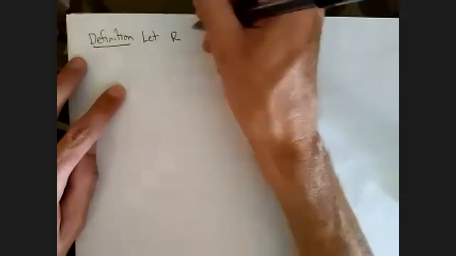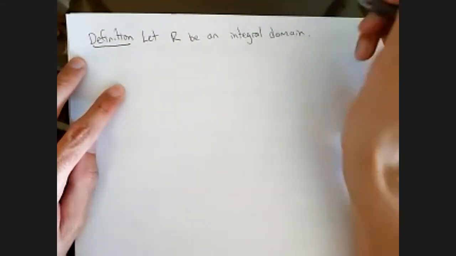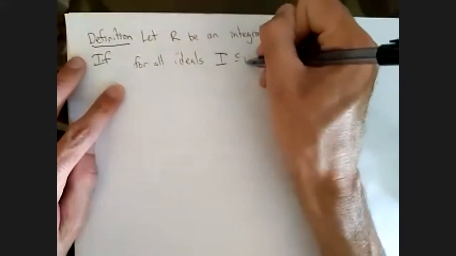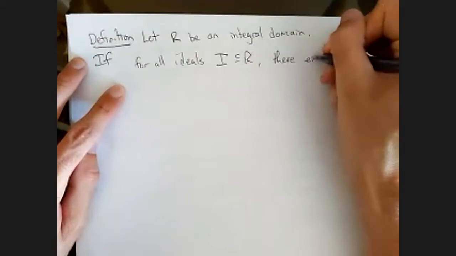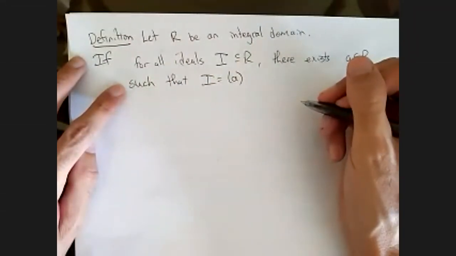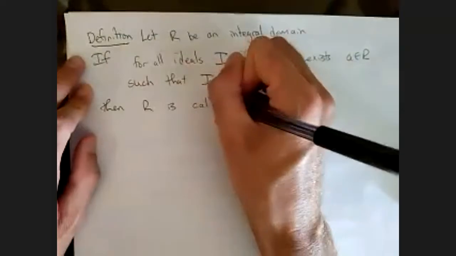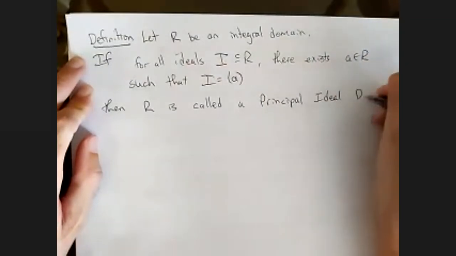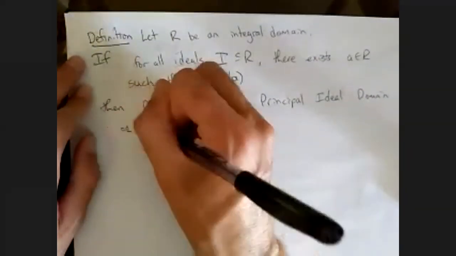So let's take an integral domain. If we have this condition, that for all ideals I, there exists a such that I is generated by a, or I is principal, then R is called a principal ideal domain, or just the abbreviation PID.